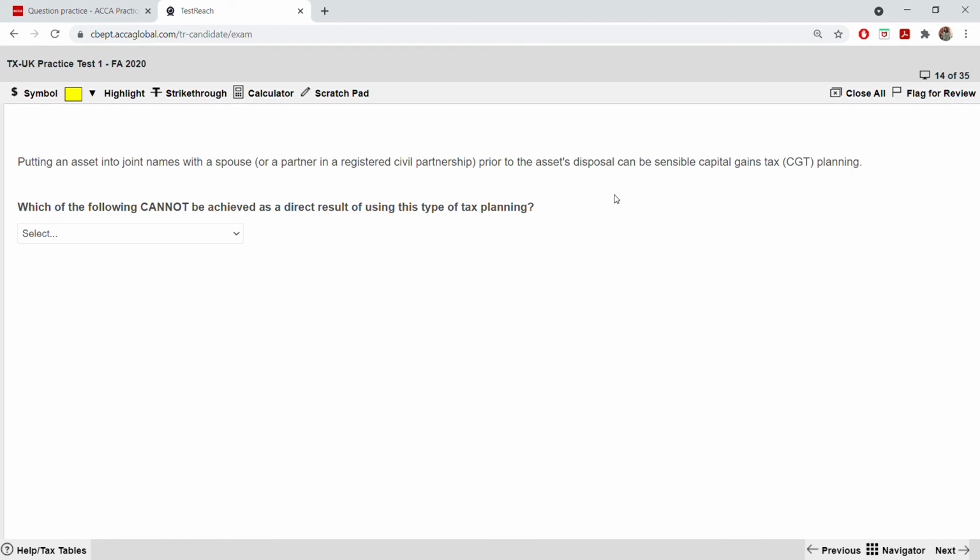What was the tax planning? Putting an asset in joint names with a spouse before the asset disposal can be sensible capital gains tax planning. So it is deferring the CGT due date. You cannot defer it, you cannot delay the date. Why? Because the capital gains tax due date will be the same whether the asset is split between the spouses or not. If the asset is with you, the date will be the same. If the asset is divided between the spouses, it will still be the same. The date you cannot defer.